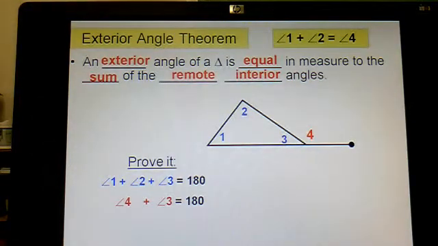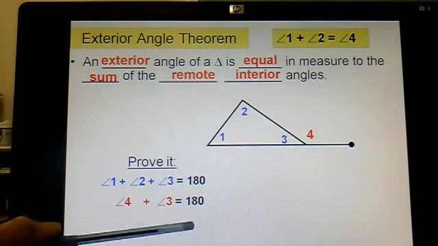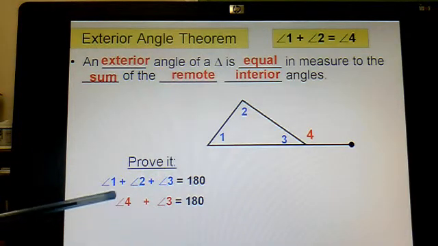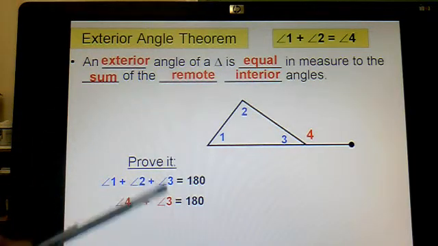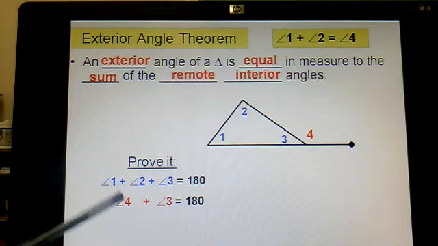And here's where the proof really makes a lot of sense, I think. Look at how I've written these. 180 is lined up, 3 is lined up, and 4 is lined up with 1 and 2. So it's kind of obvious, like if angle 3 was 100, this sum would have to be 80, and this would have to be 80. So it's sort of obvious they'd be equal to each other. We're going to be able to show that mathematically now and prove it mathematically.